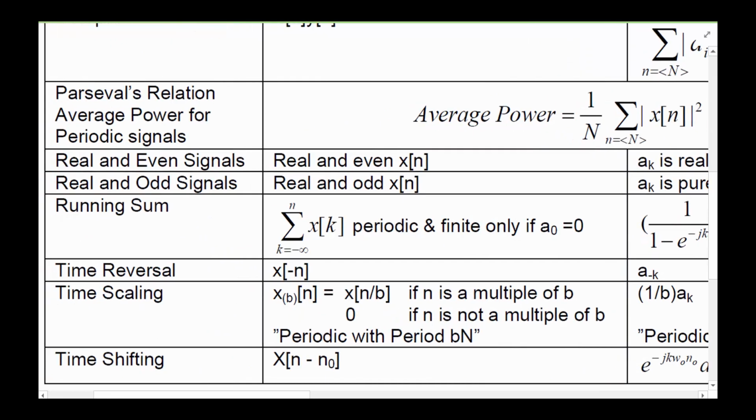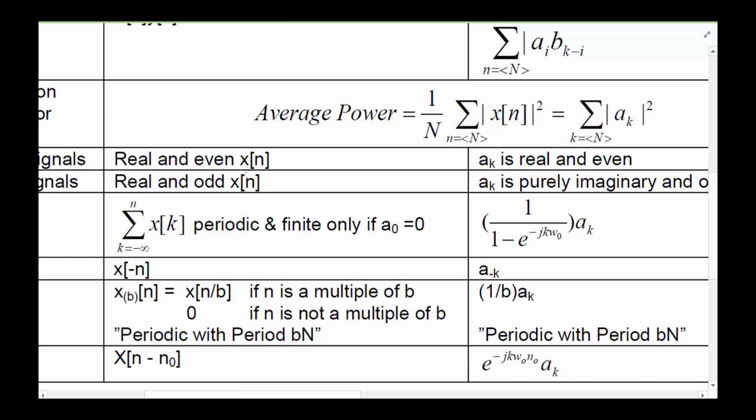Some of the other properties we can look at say, okay, if x of n is real and even, by definition a of k is going to be real and even.